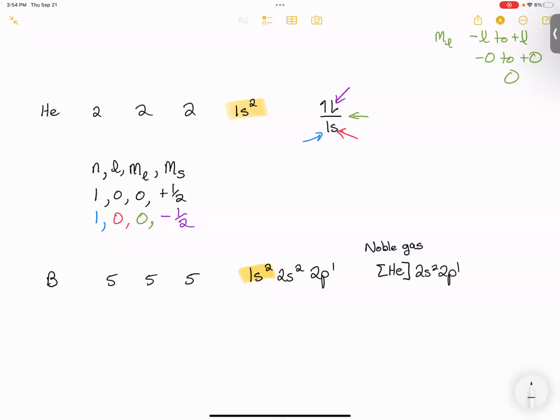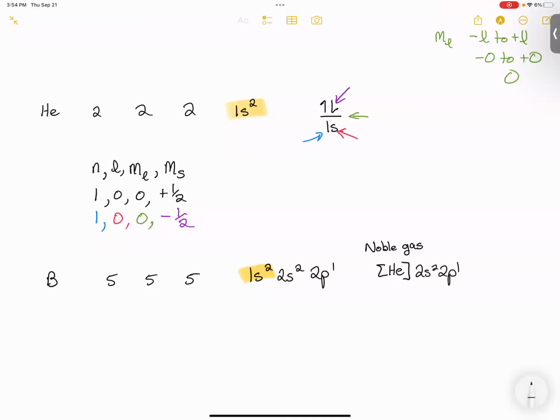3s2, 3p4. Noble gas configurations get very handy when you get down to mercury, or even germanium, tin, all of those, because it cuts out a lot of writing. They're shorthand notation.